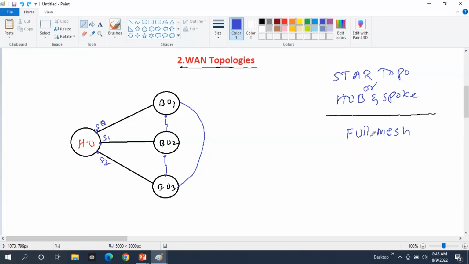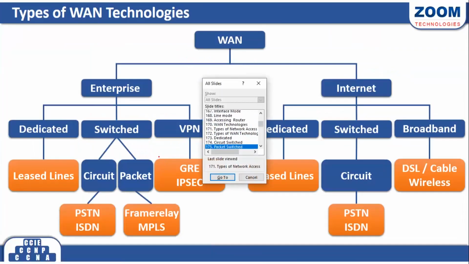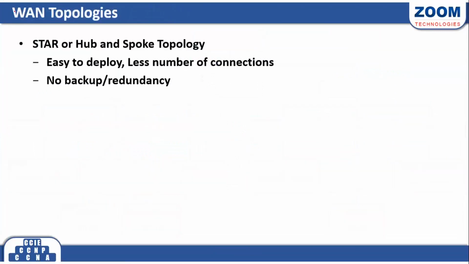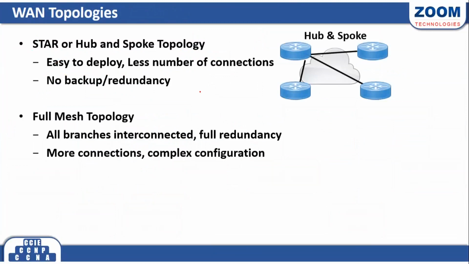So in full mesh topology, we require a larger number of connections. Like leased line 1, 2, 3, 4, 5, 6 - 6 leased lines. More connections is also one of the drawbacks, more complexity. Star, or what we call hub and spoke topology, is easy to deploy, with fewer connections, but no backup, no redundancy. Full mesh topology has all branches interconnected with full redundancy, but more connections and complex configuration.